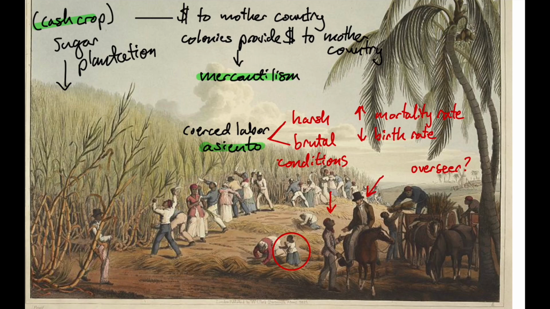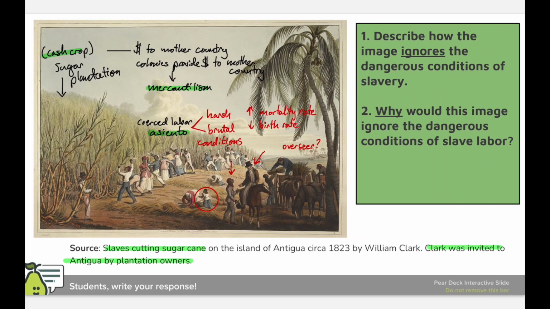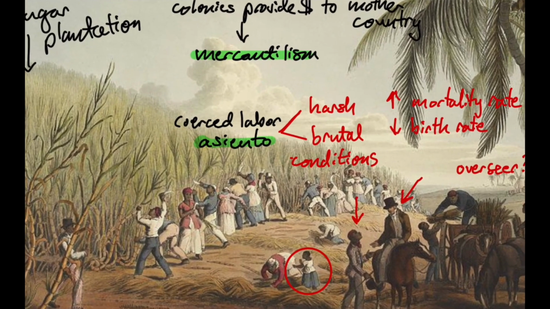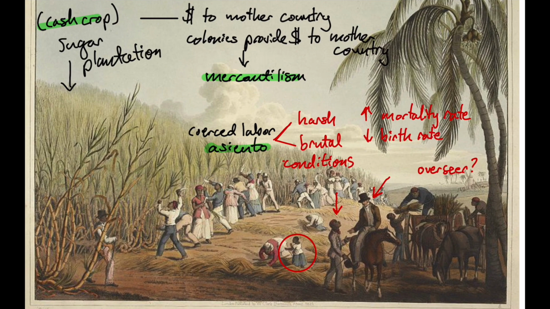Okay, so number 1, it asks us, describe how the image ignores the dangerous conditions of slavery. This is the image of slavery that the plantation owners are putting out. Is this a real picture of what's going on, or is it propaganda? Yeah, this is not a true depiction of what the conditions were like on the sugar plantations.